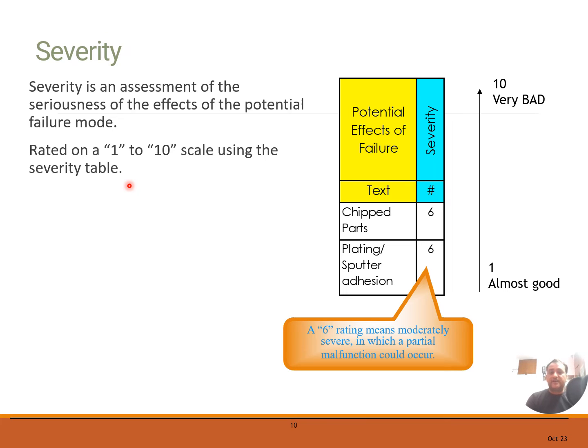A reduction in severity ranking can be affected only through a design change. Severity should be estimated on a 1 to 10 scale. For a failure mode with multiple effects, rate each effect and select the highest rating as the severity associated with the failure mode being analyzed. So we will see more details about the severity rating very soon.